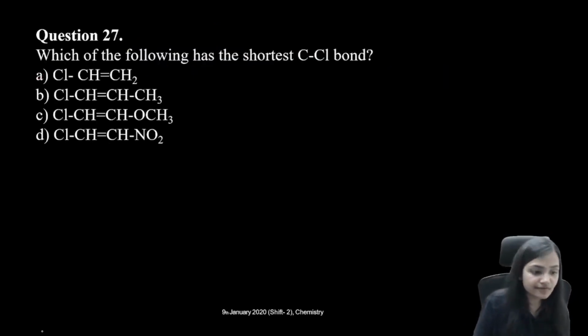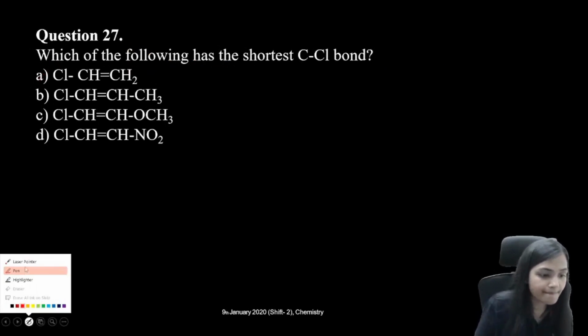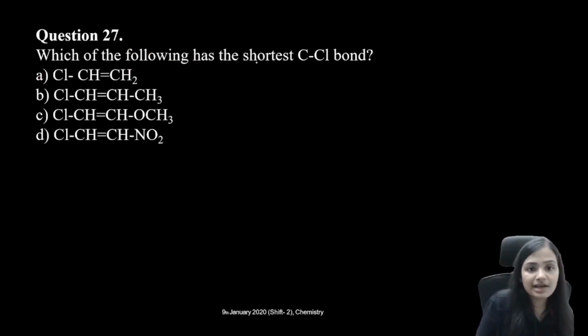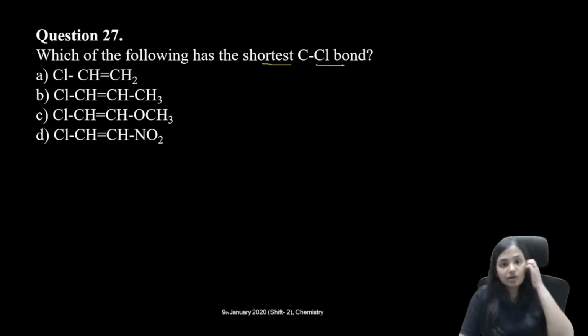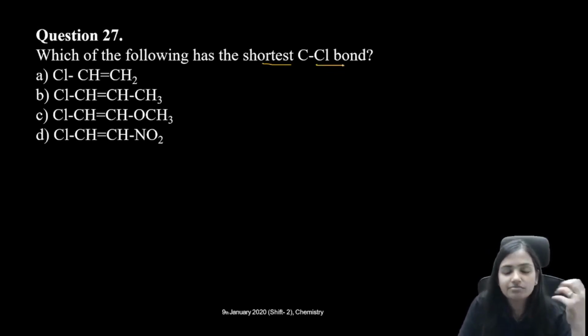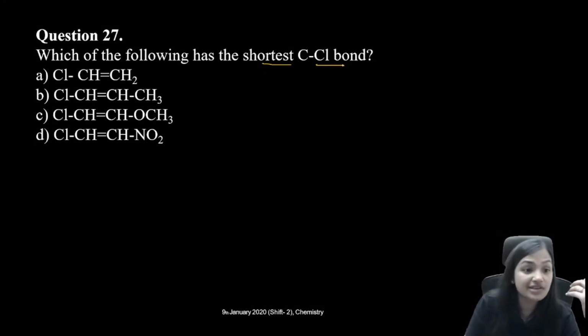Another question: which of the following has the shortest C-Cl bond? Which of the following has the shortest C-Cl bond? Whenever there is a question of bond length, bond order or something, you have to think of resonance, right?